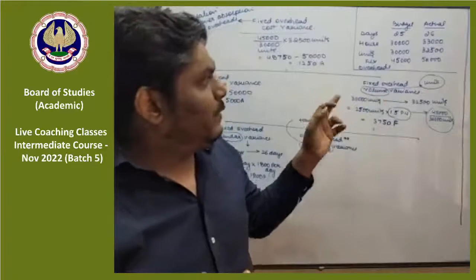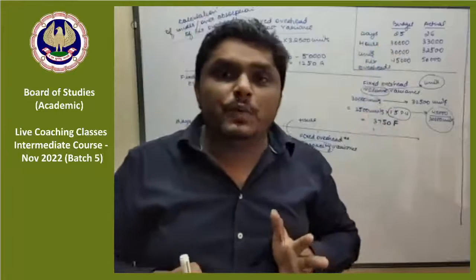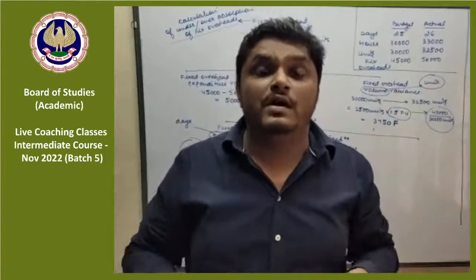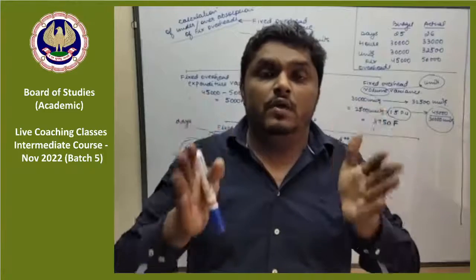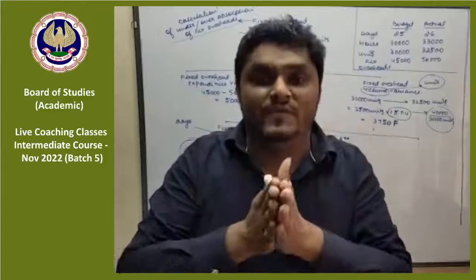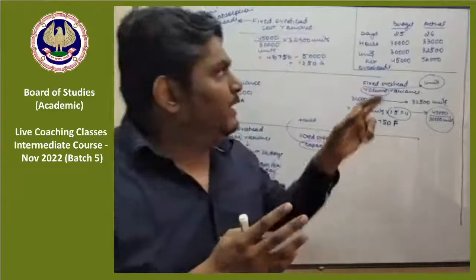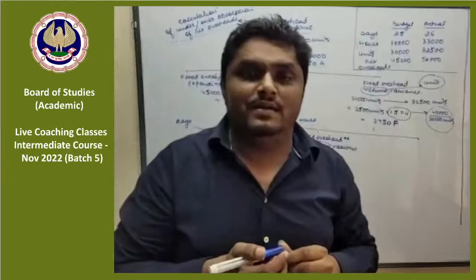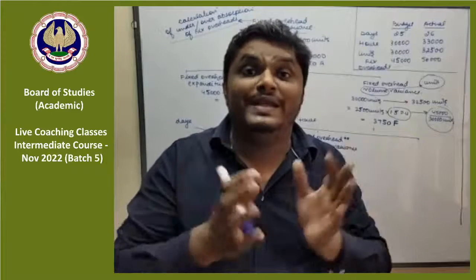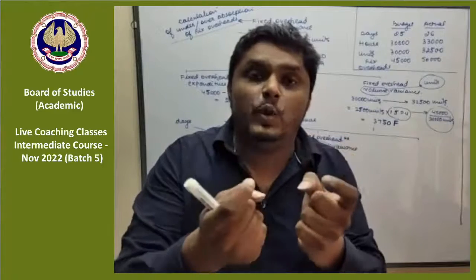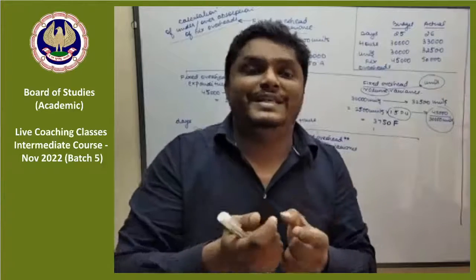Now very important, how many hours were we supposed to work? 30,000. How many hours did we work? 33,000. We worked 3,000 hours extra, so it should be favorable. But this 30,000 hours was for 25 days, and we have worked for 26 days. It means one day extra we worked, so we have to calculate the hours for 26 days.